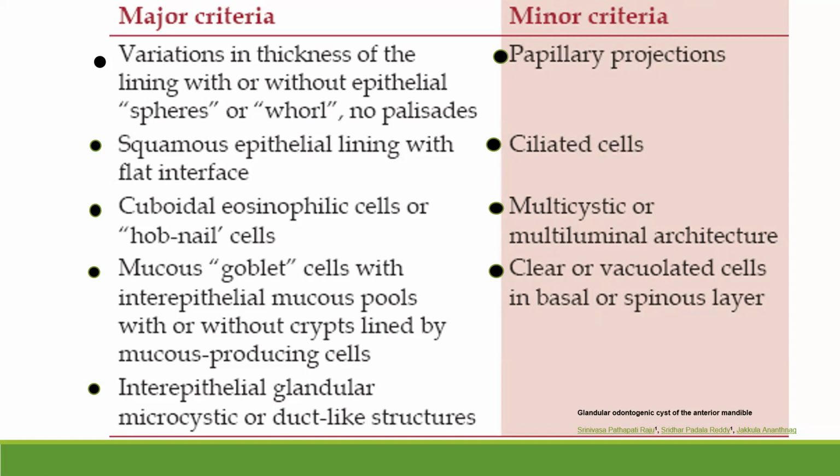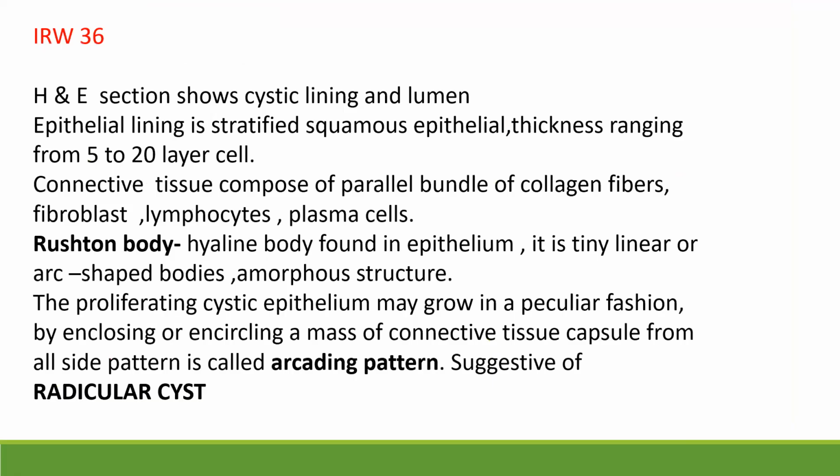The minor criteria includes the papillary projection, ciliated cell, multicystic or multi-luminated architecture, clear or vacuolated cell in basal and spinous layer. Now, with respect to 3/6, the H&E section showed cystic lining and the lumen epithelial lining is stratified squamous epithelium, thickening ranging from 5 to 20 layer cell. Connective tissue composed of parallel bundle of collagen fiber, fibroblast, lymphoblast, plasma cell.